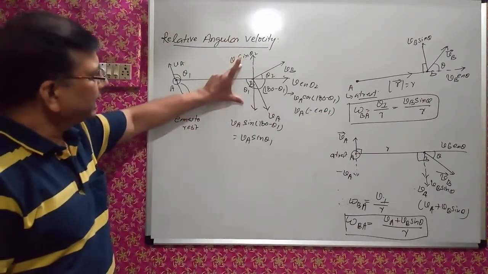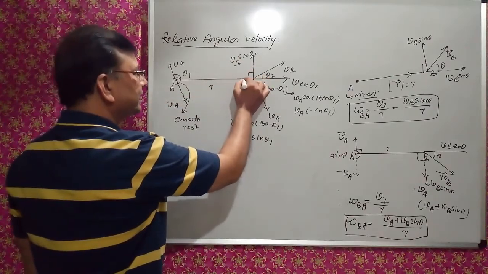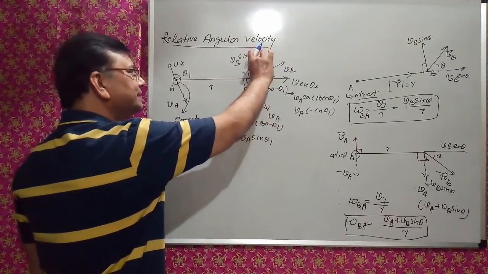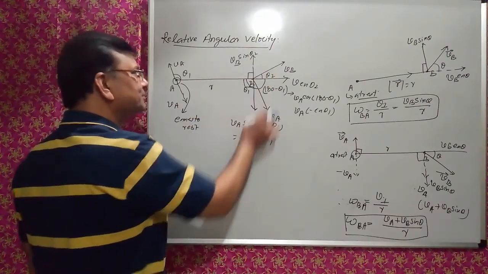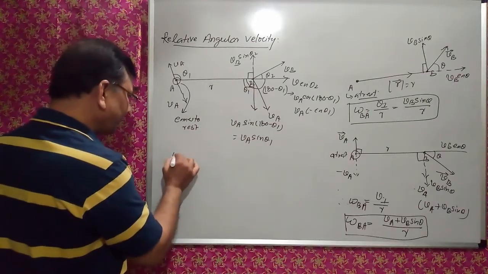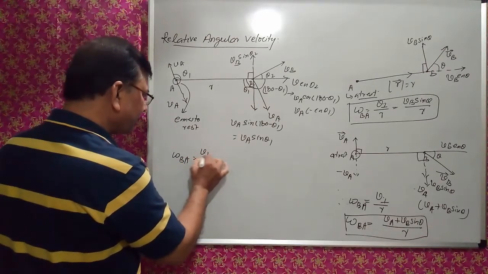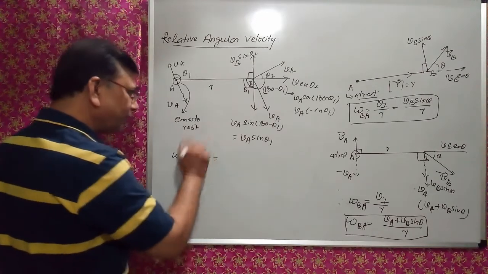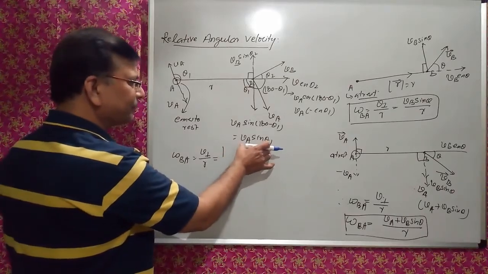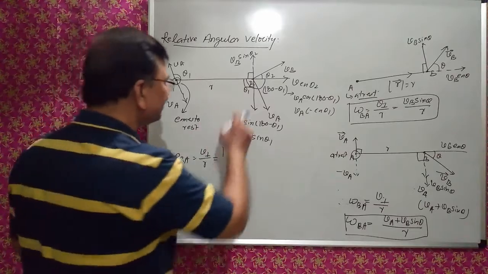So in the perpendicular direction, if you look, this is 90 degrees, this is 90 degrees. Net velocity, this minus this or this minus this, the net magnitude we will be taking. So we will write omega B with respect to A equals V perpendicular by R. So what is V perpendicular? The magnitude of this. This is the magnitude only, but positive or negative will be decided.